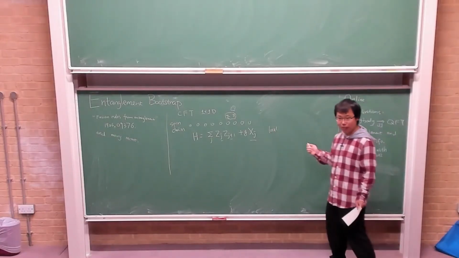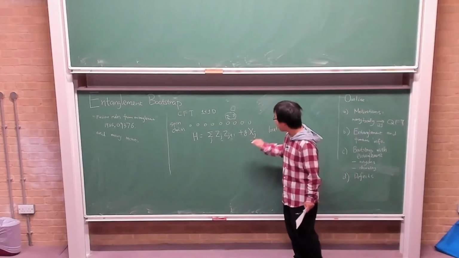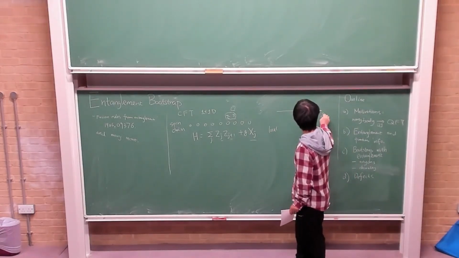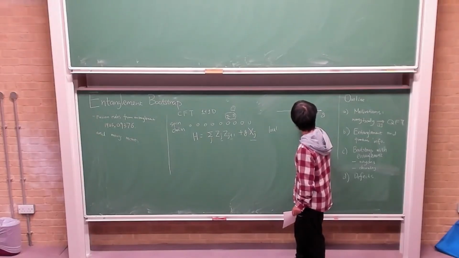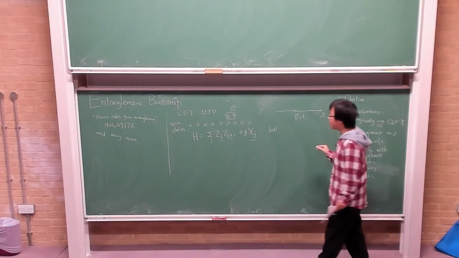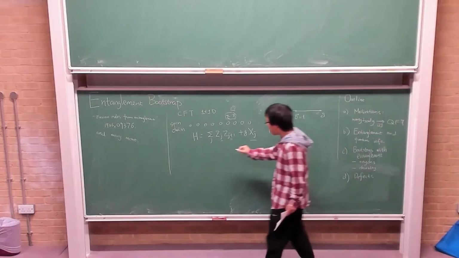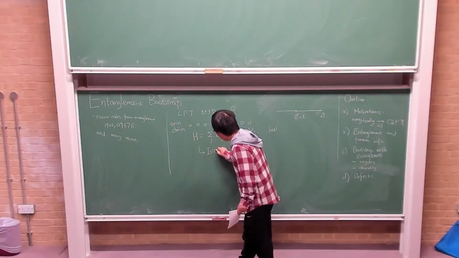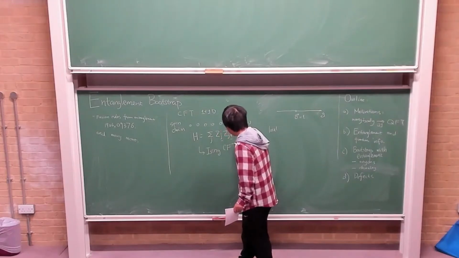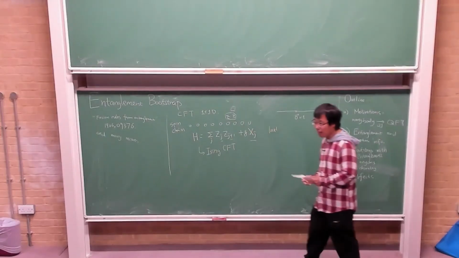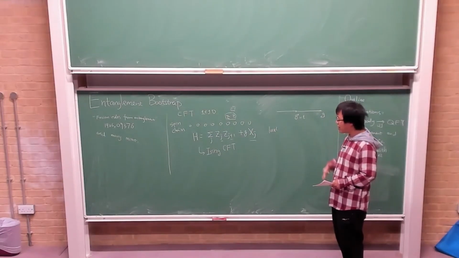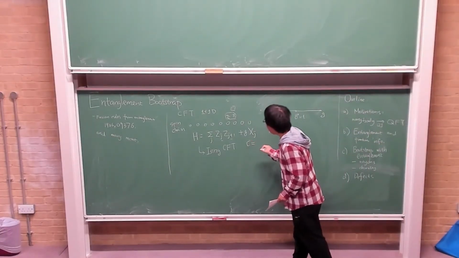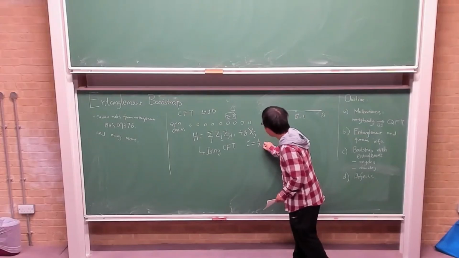And if you tune to the critical point by tuning the parameter g to some critical value, actually you can take it to be 1, then you get one of our favorite conformal field theories called Ising CFT. And it has very nice properties. It is the smallest unitary minimal model, with central charge equal to 1/2.